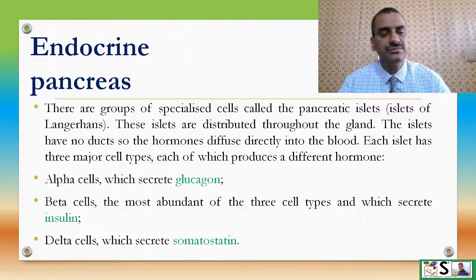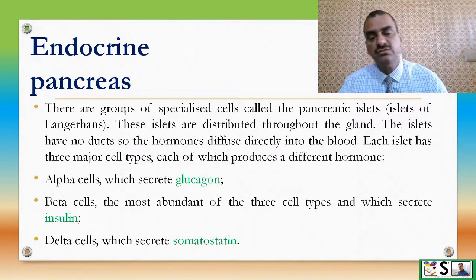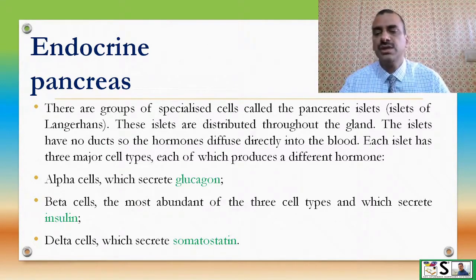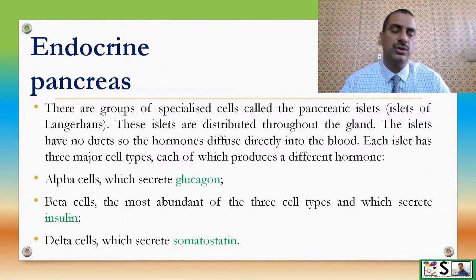Each islet has three major types of cells which produce different hormones: alpha cells, which secrete glucagon; beta cells, which are the most abundant of these three types of cells and secrete insulin; and delta cells, which secrete somatostatin.